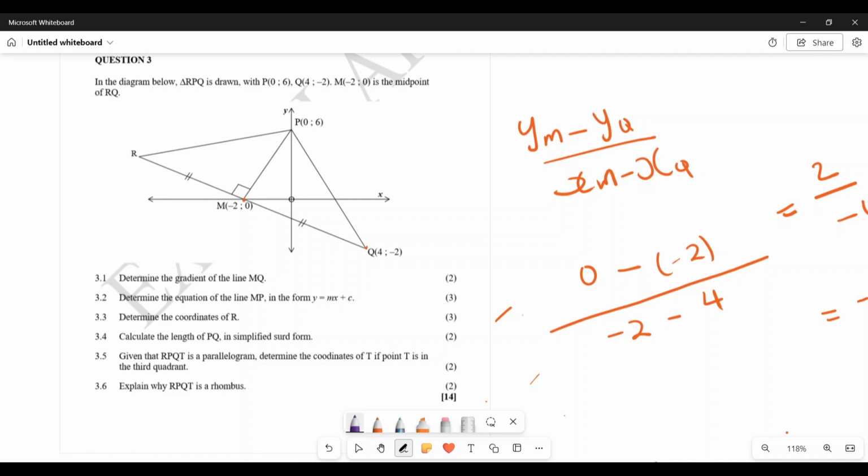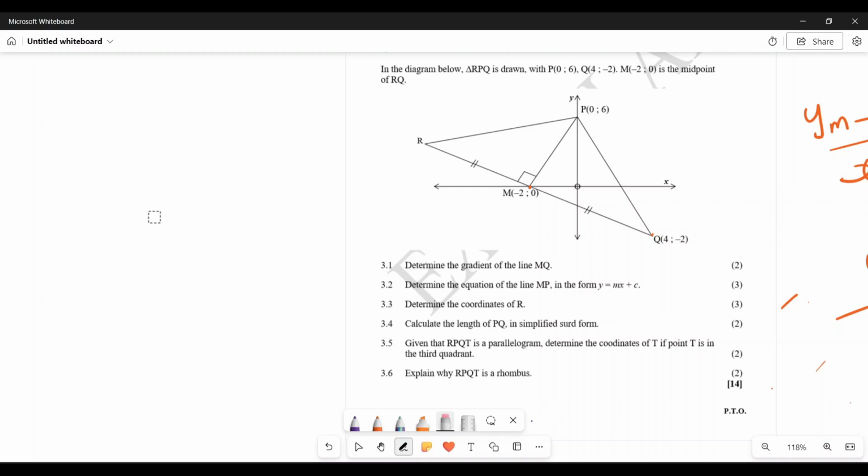Now moving on to the next question, we need to determine the equation of MP in the form of y equals mx plus c. Remember, these two lines are perpendicular to one another. So MP is perpendicular to MQ. Now remember, what do we know about perpendicular lines? If I take the gradient of MQ and multiply it with the gradient of MP, I expect to get -1. This is what we know so far about perpendicular lines.